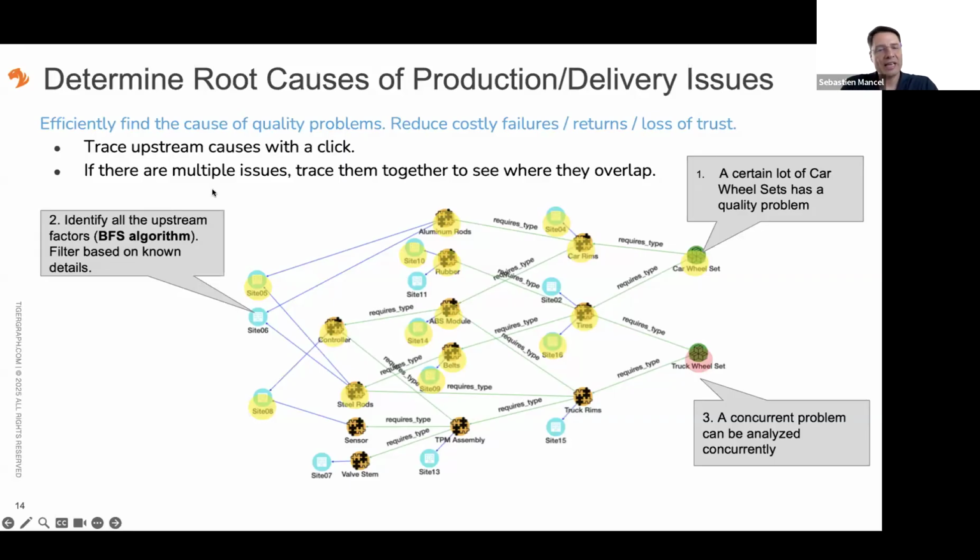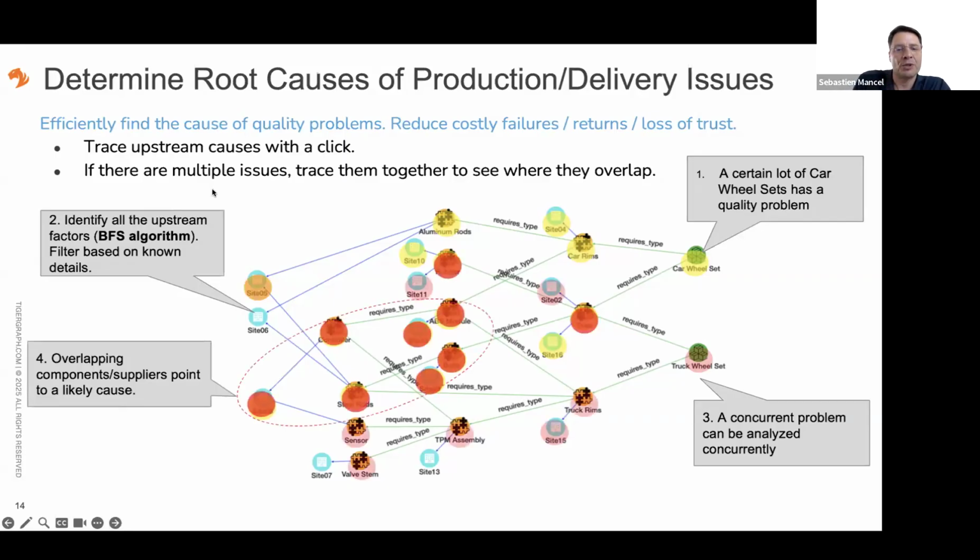Now imagine that there's a second concurrent problem. For example, an issue with a truck wheel set. And the beauty of the graph is that you can analyze both problems simultaneously, identifying overlapping nodes and suppliers that might contribute to both defects. So this overlap, highlighted in red here, helps zero in on likely root causes much faster.